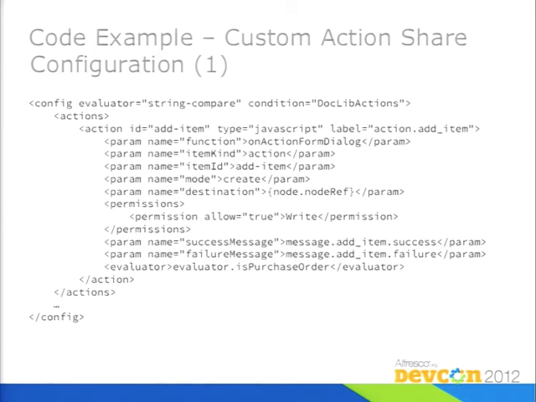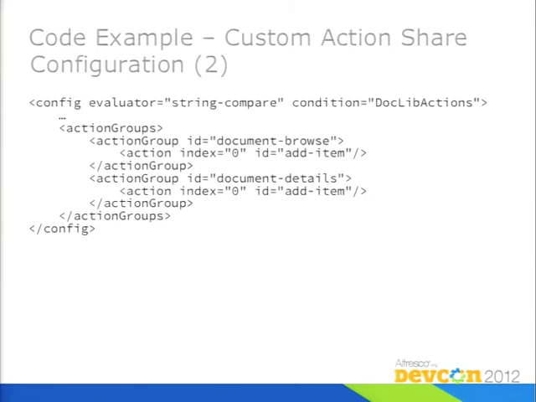So it extends the has aspect evaluator. So within Share, again, there are a number of these evaluators. We've extended one of those to test that we've got the purchase order aspect. So that we will only see this action on content with the aspect purchase order. So that basically registers the action. This next page is showing us we're now adding it to the various levels within the document library. So the document browse and document details will see this add item menu item appear in Share.